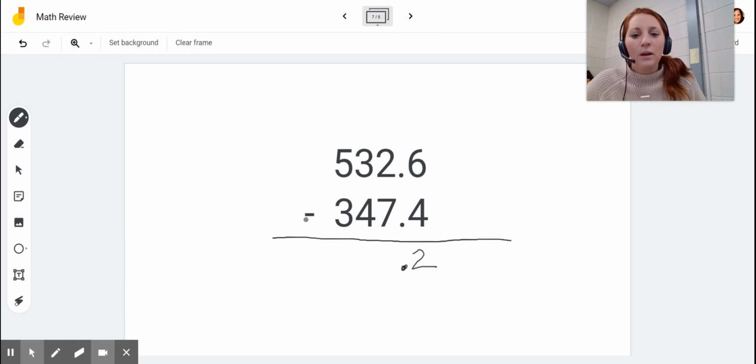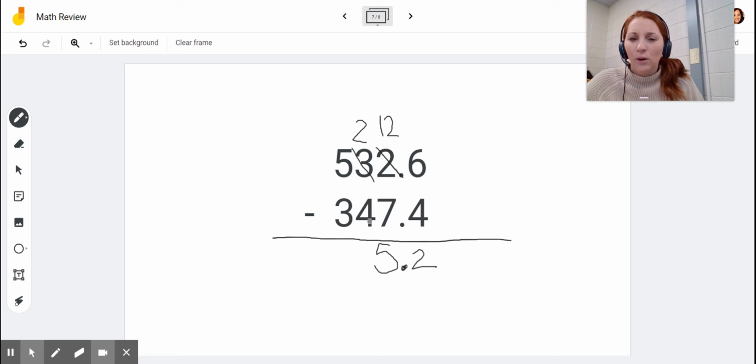Now I've got 2 minus 7. 2 take away 7 is impossible. I got more on the floor. I got to go next door. My 3 becomes a 2. I took 10 away from here. I add 10 here. Now my 2 becomes a 12. 12 minus 7 is 5.